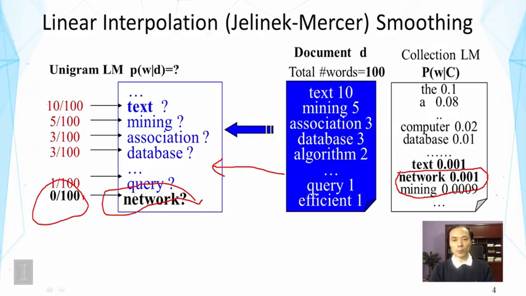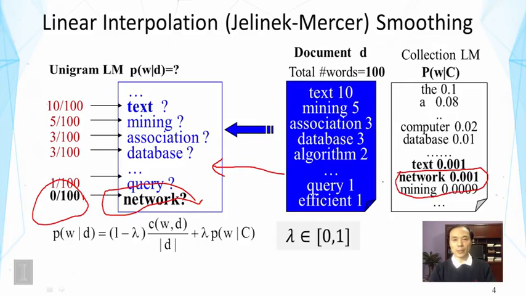So in this approach, what we do is a linear interpolation between the maximum likelihood estimate here and the collection language model. And this is controlled by the smoothing parameter lambda, which is between 0 and 1. So this is a smoothing parameter. The larger lambda is, the more smoothing we will have. So by mixing them together, we achieve the goal of assigning non-zero probabilities to a word like network.